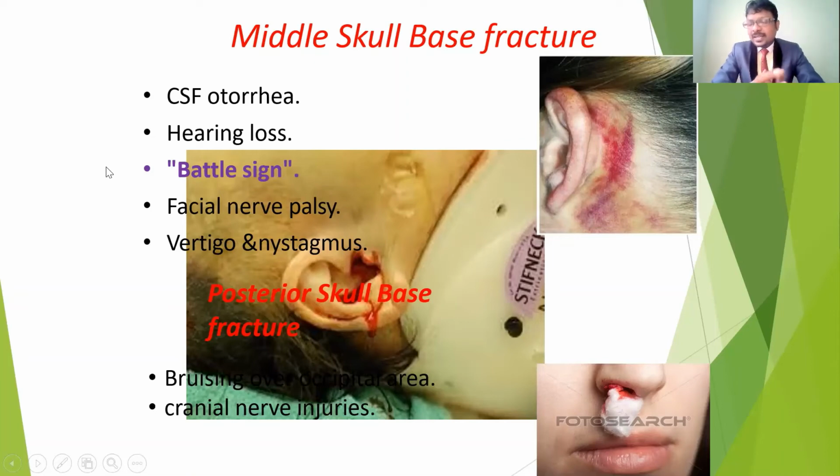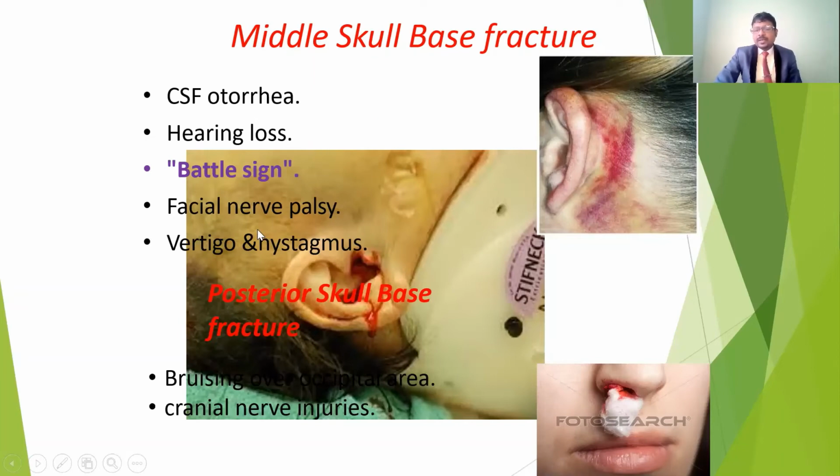Vertigo means a reeling sensation. If they sit or stand, they feel giddiness. Nystagmus is nothing but an unsteady gaze. Unsteady gaze means they cannot control their vision; they cannot observe an object at one place. They cannot control the eye movements. The eyes are uncontrolled. Nystagmus means uncontrolled, rapid eye movements. So these are the most common signs observed in those who have a middle skull fracture.